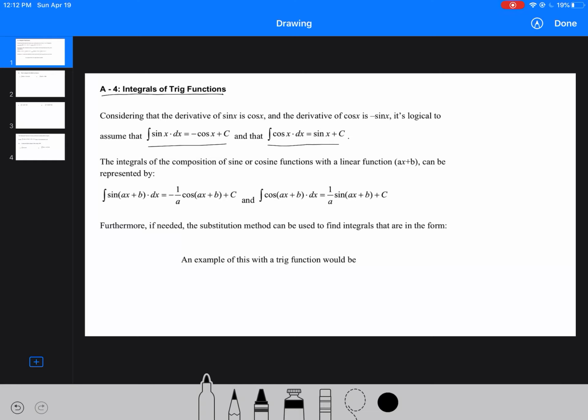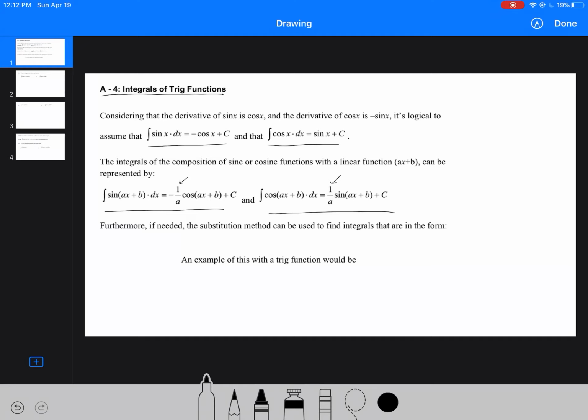Similarly, if you have the composition of a sine or cosine function with a linear term, you get the following expressions, which are the same as when we learned about integration with a linear term before. This 1 over a is the important part that accounts for the chain rule.